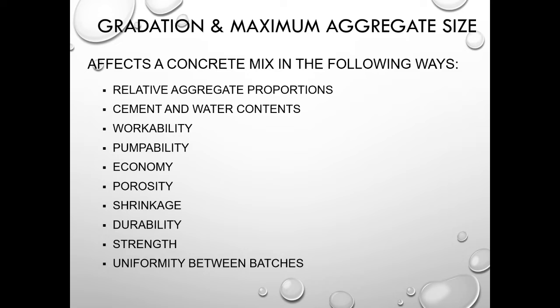Durability. The aggregates have to be well graded to provide a good durable mix that would be resistant to abrasion. And strength. Okay, concrete with coarse aggregate in proportion to fine aggregates is going to have a direct bearing on the strength. And obviously, we have to look at uniformity between batches. When we're batching concrete, we want to make sure that each load delivered to the job site is consistent. So in other words, we have to know the grading of the aggregates, and we have to make sure that grading is consistent so we can produce a good, consistent concrete mix.